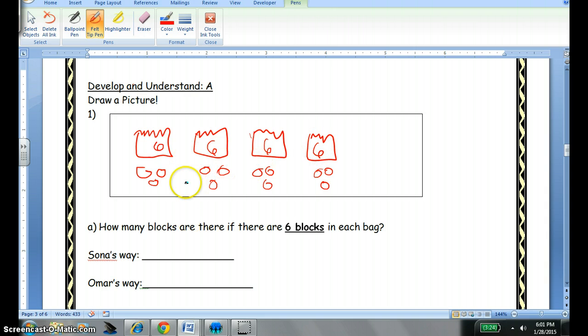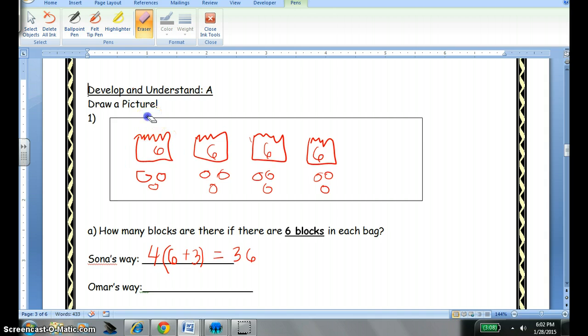So Sona's way is I'm going to count up everything in this circle. 6 plus 3 equals 9. And I could even write it like that, 6 plus 3, and I'm going to keep that 9. I'm going to put it in parentheses and keep that 9 in my head. And then I know I have 4 sets of this, so I'm going to multiply it by 4. 6 plus 3 is 9. 9 times 4, 36.